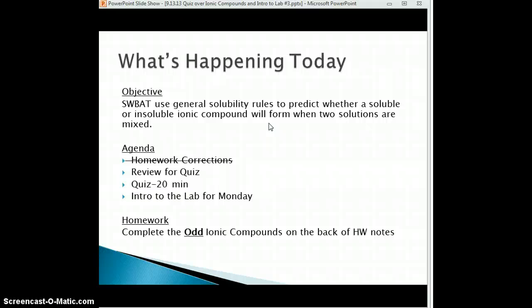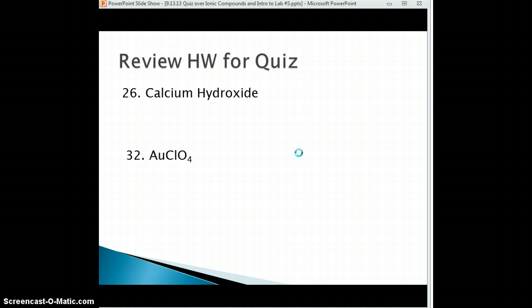For homework tonight, for this weekend, you need to complete the odd ionic compounds on the back of the homeworks. So the homework assignment that we just checked, on the back of that, there's about 50 problems. You need to do half of those, the odd ones, this weekend, and then on Monday we will do the even ones. The idea behind ionic compounds is practice, practice, practice. This stuff is not going away. I've said this a million times. Continue to practice.